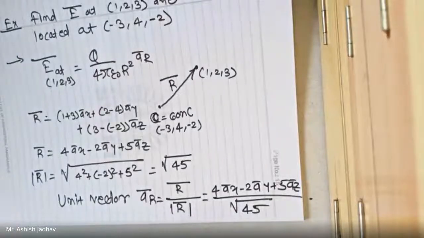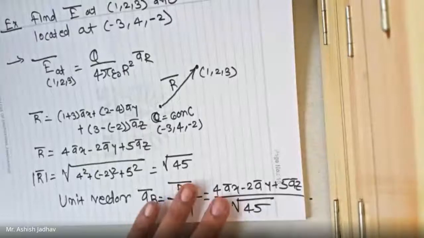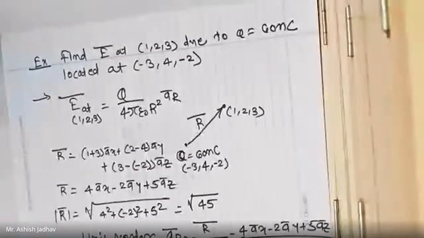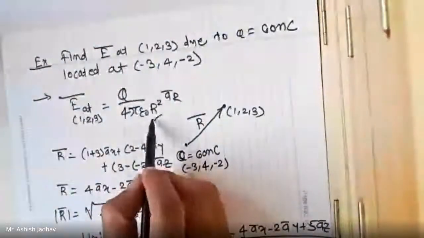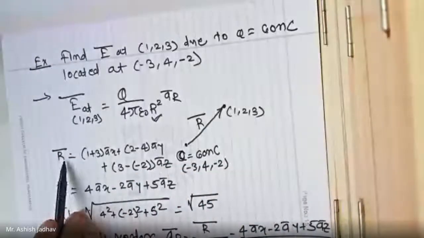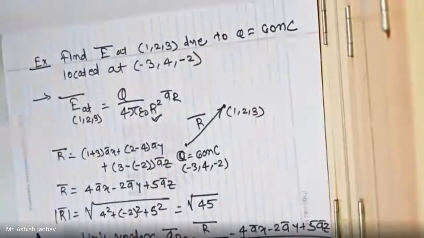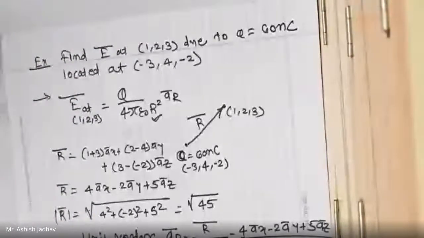Yes, sir, got this. Shall we move next? Now you can put the values. Just now we have solved a similar example. You have to use this formula. Whatever is required is calculated: vector is required, magnitude is required, unit vector is required. We have calculated. Now you can put the values.